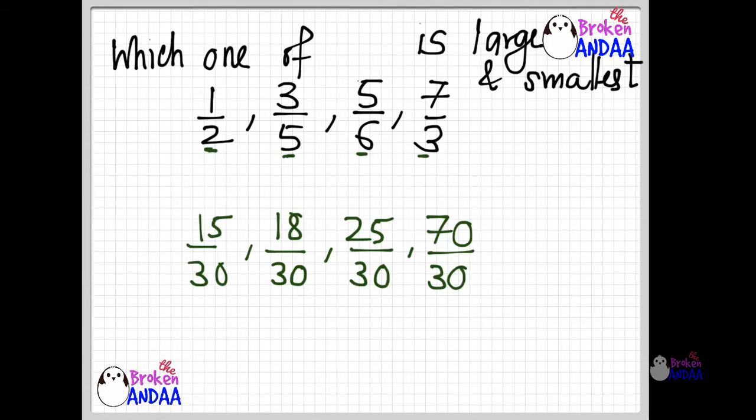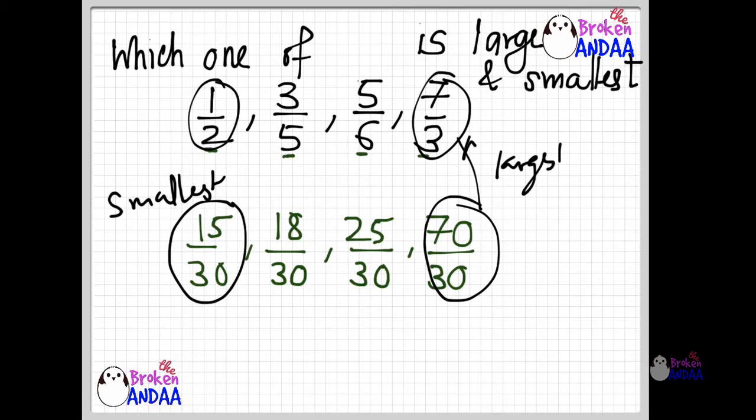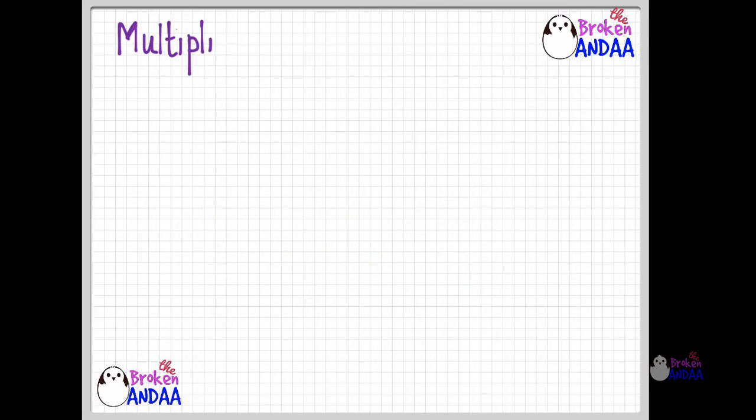Now all the denominators are the same, so obviously the one with the smallest numerator is smallest. So 15 by 30, that is 1 by 2, is smallest, right? And what is largest? Obviously 70 by 30 is largest, so 7 by 3 is the largest of the given 4 numbers, right?